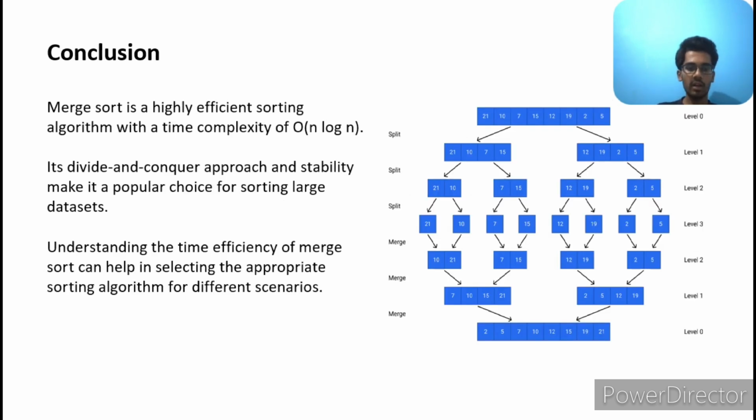Next, at the end, conclusion. Merge sort is a highly efficient sorting algorithm with a time complexity of theta n log n. Its divide and conquer approach and stability make it a popular choice for sorting large data sets, such as lists with a large number of elements.